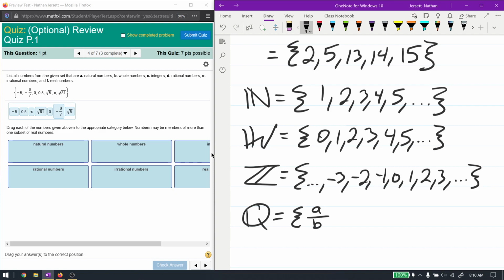The rational numbers are all numbers that can be written in the form A over B, such that A and B are elements of the integers. So A and B are just one of these integer numbers. So negative 2 and 1 is going to be in there. 2 over negative 1 will be in there. Those are the types of numbers there.